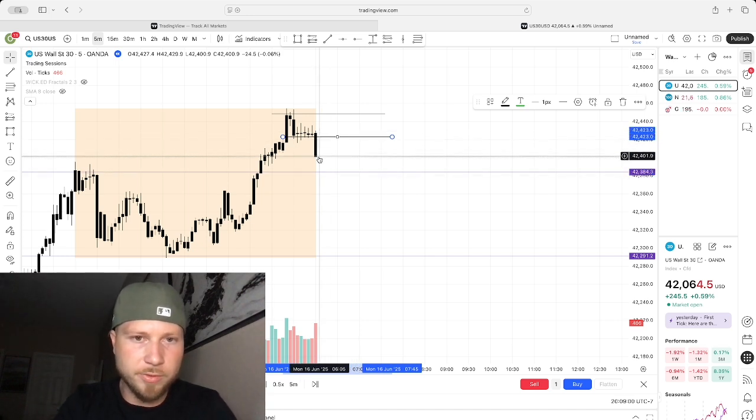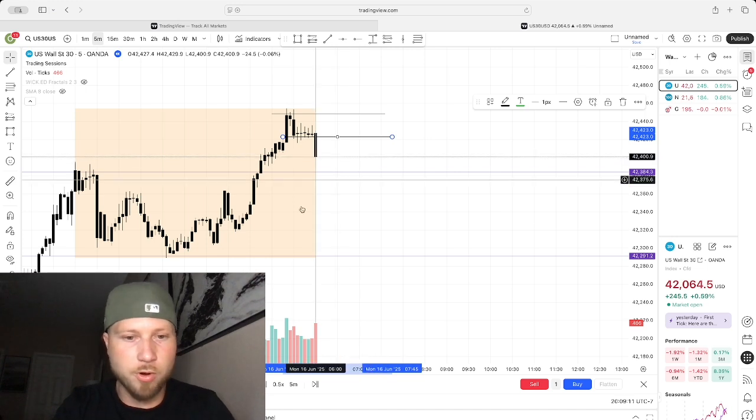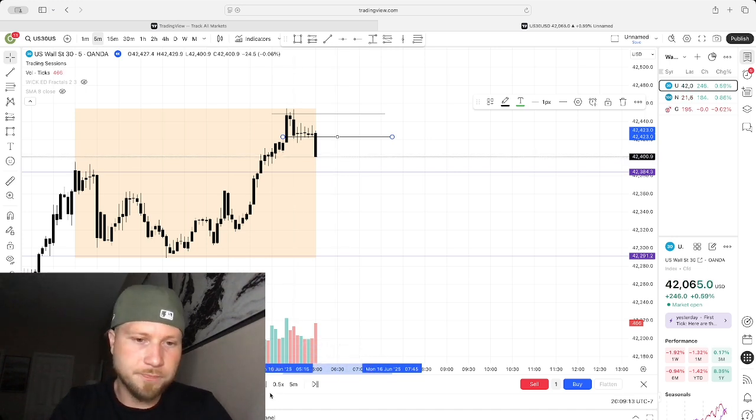Price is coming down with a big candle to the downside. However, I know my bias is for buys. So all I'm looking for is a retest of this level or a break of structure to where resistance is now turned into support. Let's let price play out.